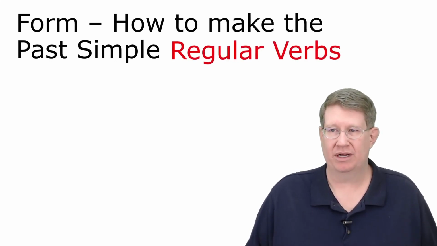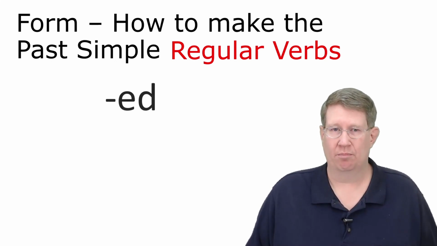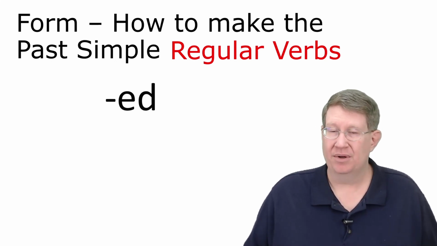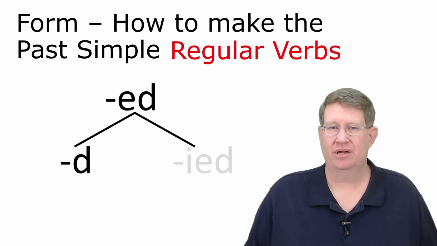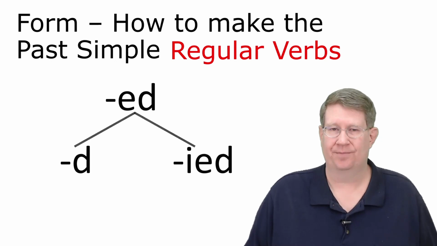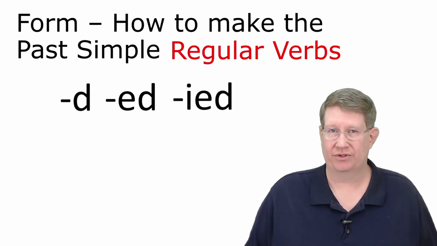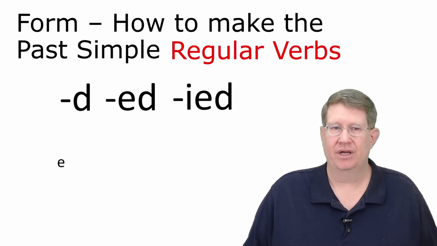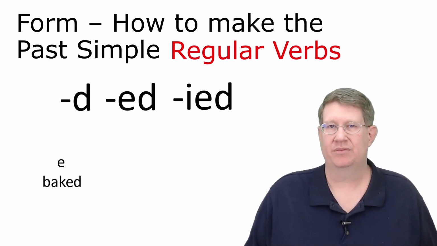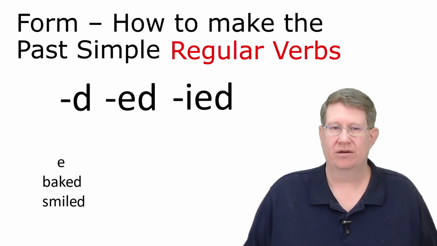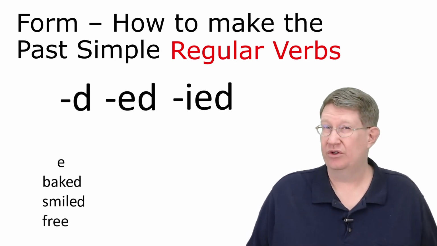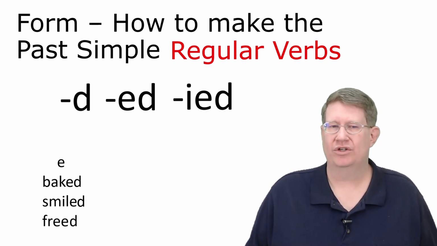And we're going to start by looking at regular verbs. Well, most verbs simply take an ed, but that's not the only choice. Sometimes there's just a d, and sometimes there's ied. So we'll take a look at some examples for each of these possibilities. When the word ends in an e, we don't add an ed, we just need to add a d. So bake becomes baked. Smile becomes smiled. Free, which might look a little bit different because there's two e's, doesn't matter, we just add a d.